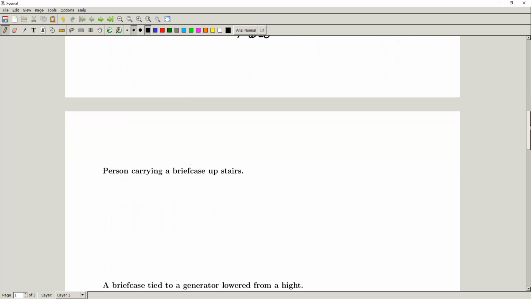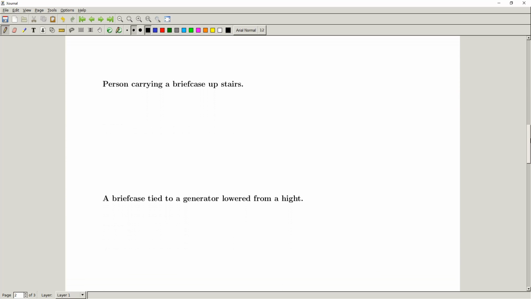Okay. Let's take a look at another situation here. We're going to look at a situation where a person is carrying a briefcase up some stairs. So I'm going to draw some stairs here. Those are not great, but you can imagine that these are stairs. And I won't draw the person in here. Maybe I'll just draw the briefcase. You can imagine that there's a person holding this briefcase and making it move in this way, right?